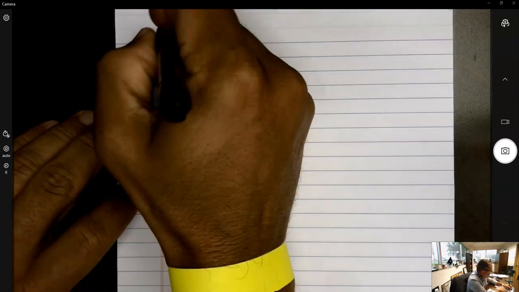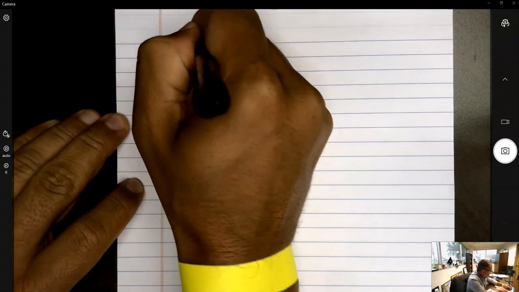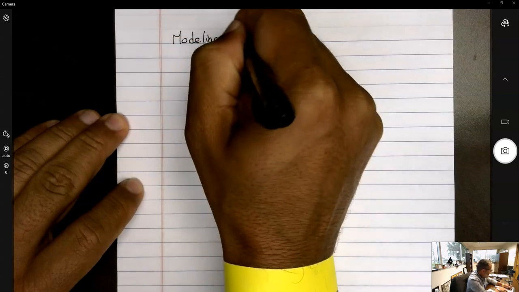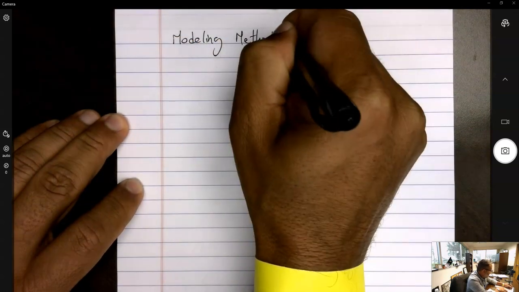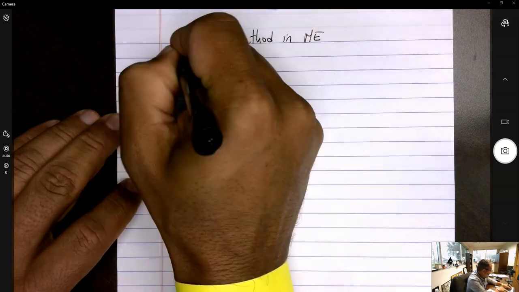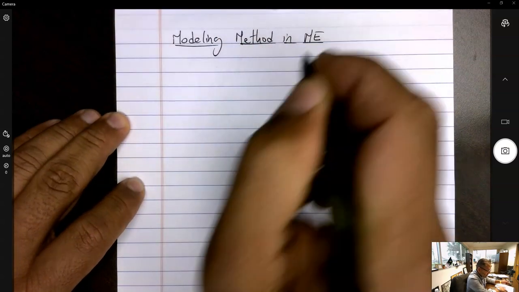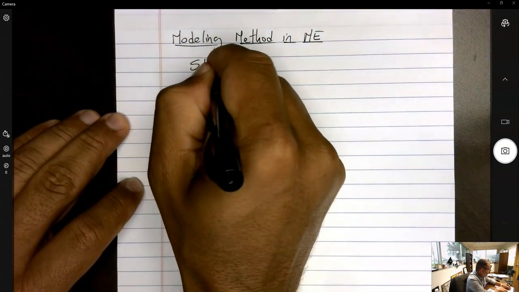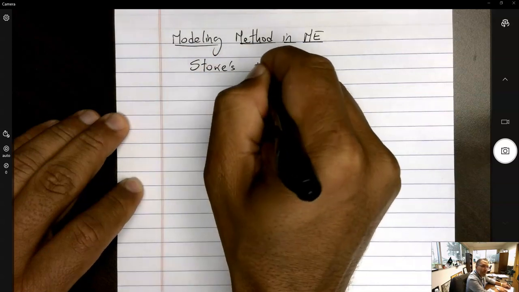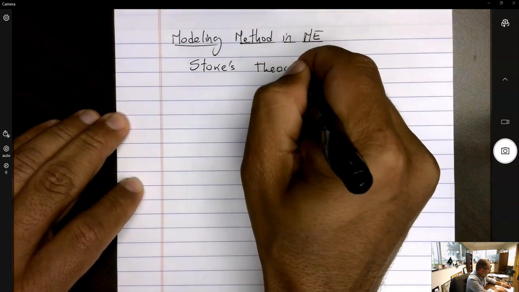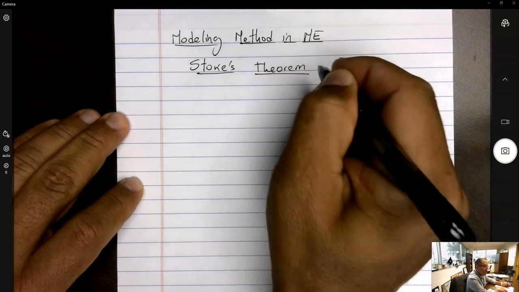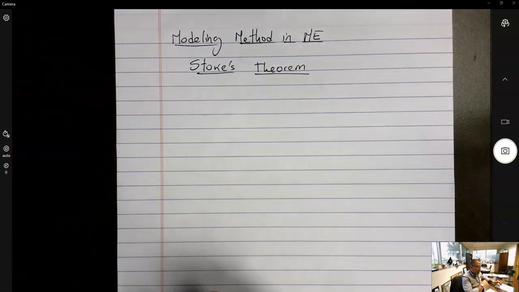So let's start the notes as Modeling Methods in ME. And what we're going to study today is the so-called Stokes Theorem. And again, this is another integral identity like the Gauss divergence theorem.